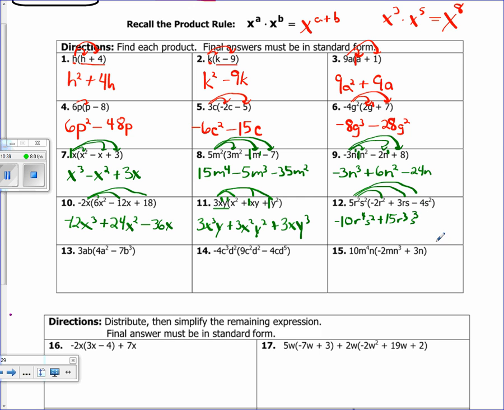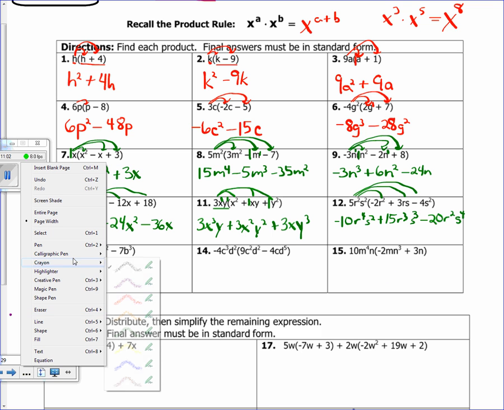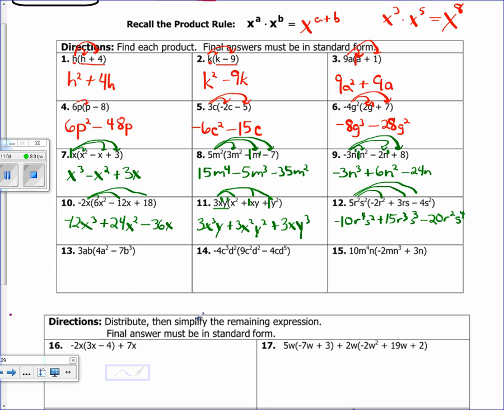Let me draw a little bit of 3 there. And then 5 times minus 4s, that's going to be a minus 20. R squared, no r's there, so it's just going to be R squared. And a total of 4 s's, because there's 2 and 2. Okay. Do a color change here.